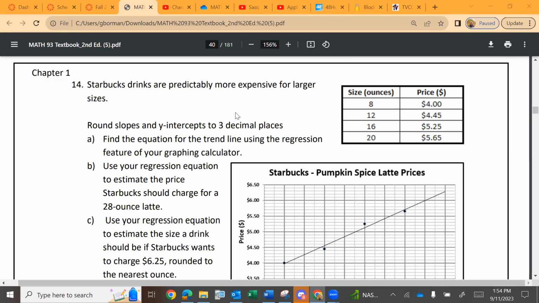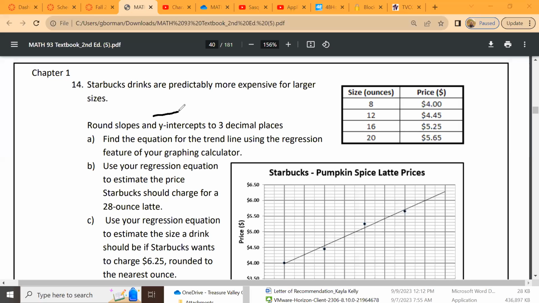Starbucks drinks are predictably more expensive for larger sizes. Okay, that makes sense. Now, I don't know if the author actually gathered this data from an actual source or if he made it up a little bit. But he's basically saying that since it's in chapter one, the data pretty much forms a straight line, as you can see there. It's not perfectly straight. I mean, the line doesn't go through any of the points perfectly, but it's an approximately linear, or straight line, pattern.